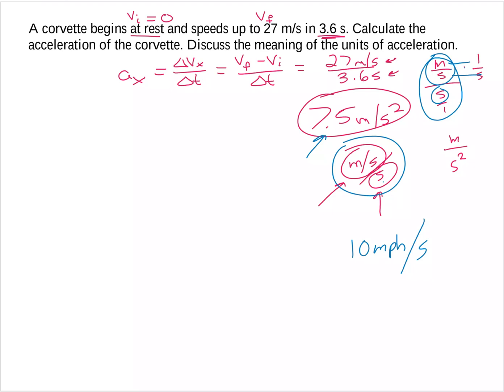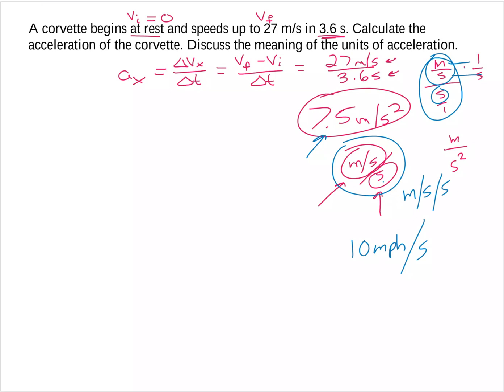But what does it mean? It means meters per second per second. And sometimes you'll see it written like this, but that gets confusing too. So you try to remember what acceleration actually means. It means you're accelerating at a rate of velocity, meters per second, every second that goes by.